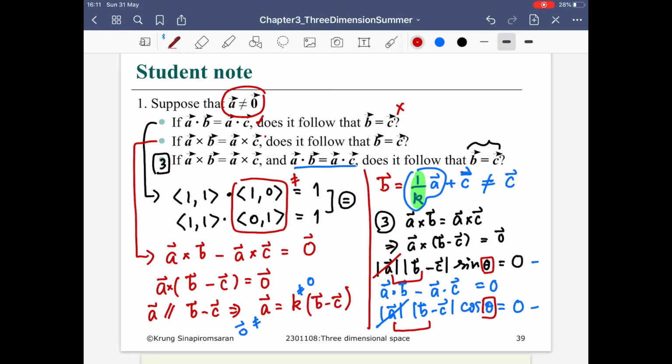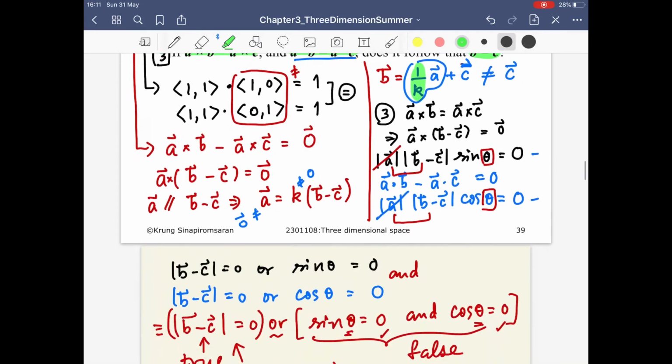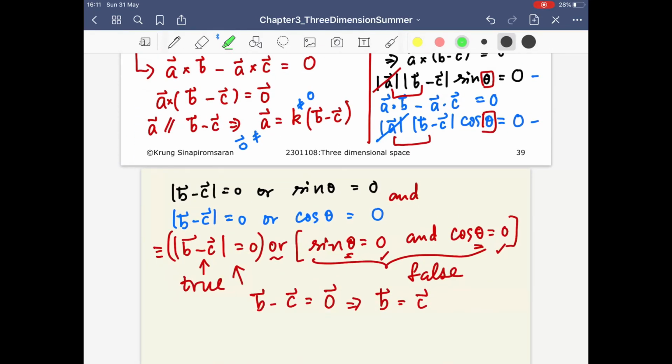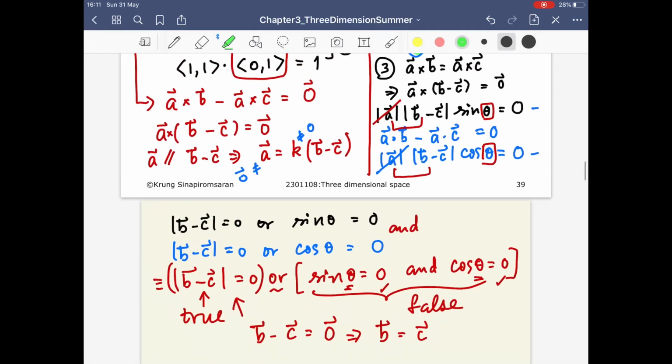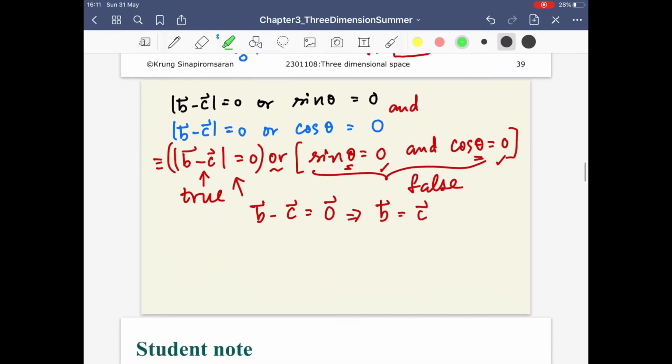If you have the cross product, a cross b equals a cross c, you cannot really conclude that these two vectors b and c are the same. But if you have both cross product and dot product the same like this, then b and c must be the same vector. Okay, this is what it is. All right, so let us continue to the next problem.